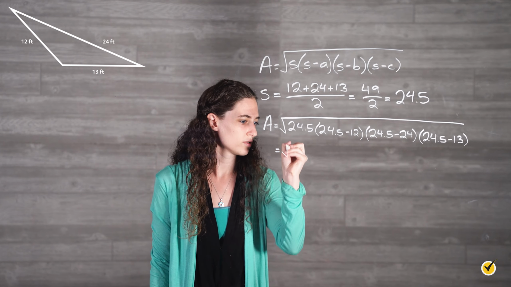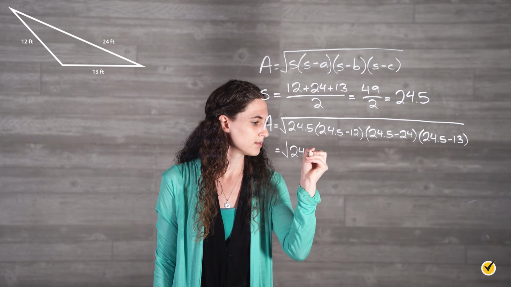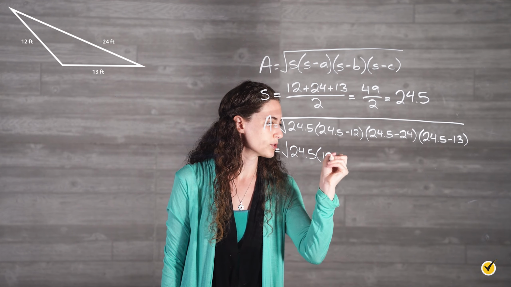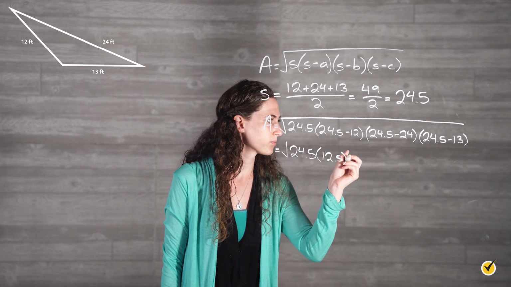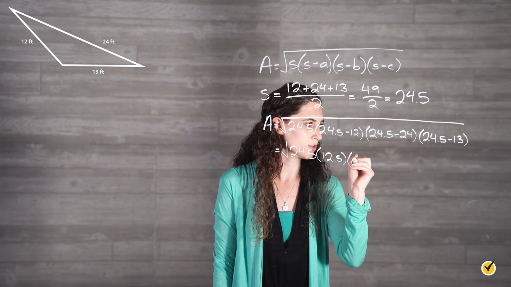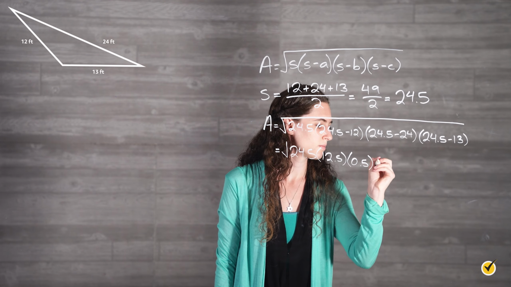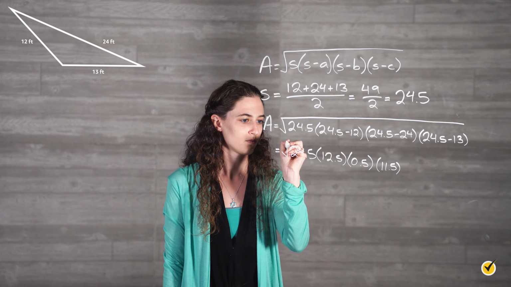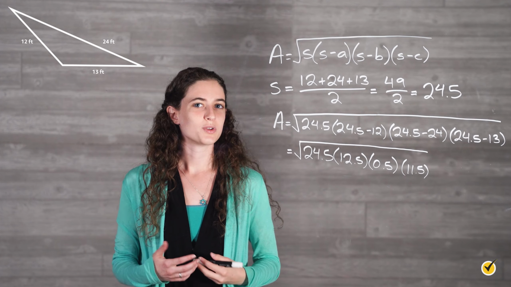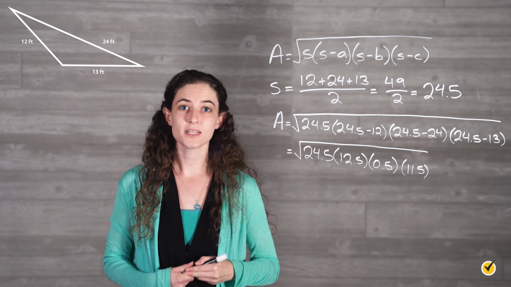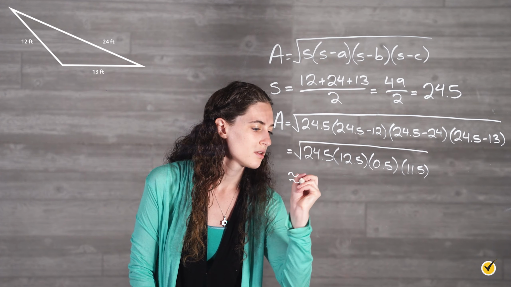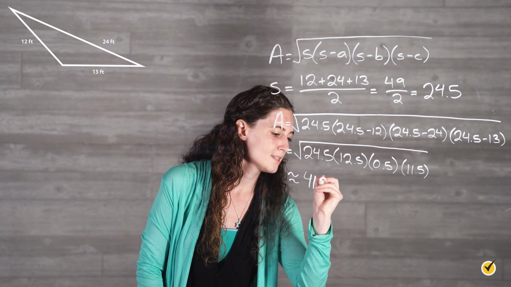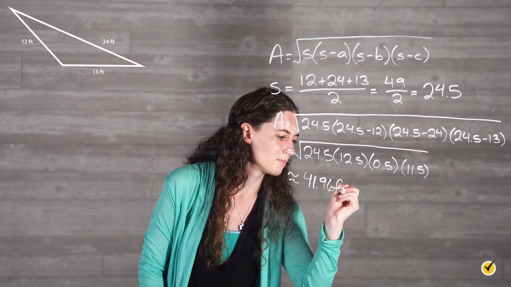This is equal to 24.5 times 12.5 times 0.5 times 11.5, which, when you simplify it out, is approximately equal to 41.96 square feet.